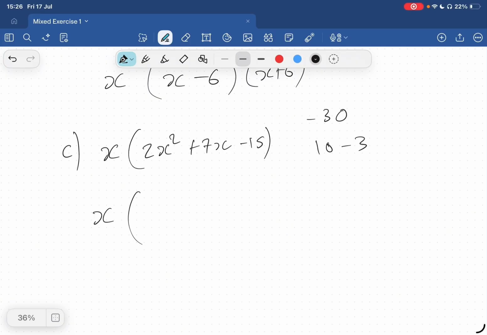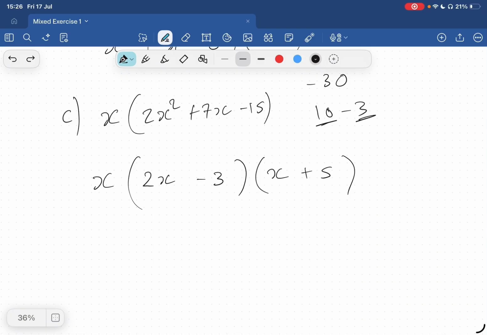So, these always confuse me. Okay, so I'm going to write this like this. Okay, because we know that this 2x needs to times by x to make x squared. Okay, and now we need to make a 10x and a negative 3x. So we need to do 2x times 5 will make our 10x, and then negative 3 times x will make our negative 3x, and then that makes our negative 15.